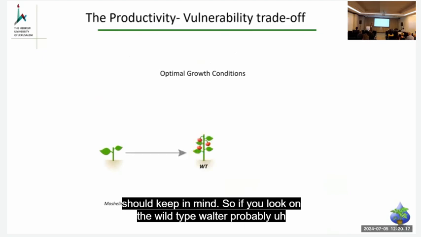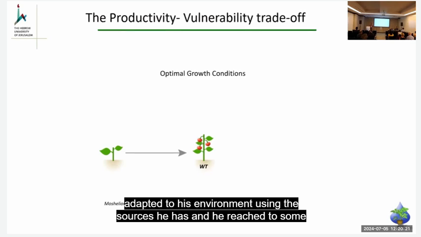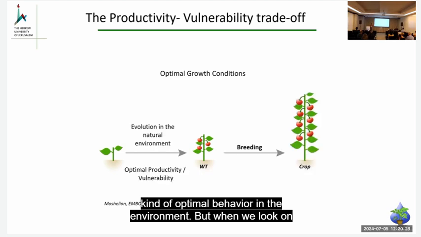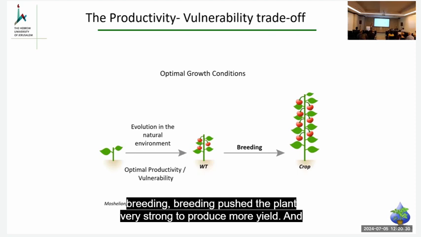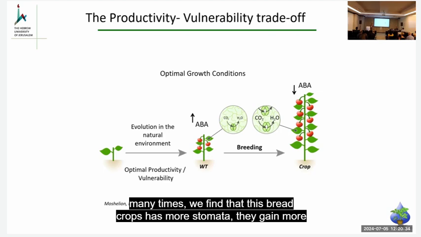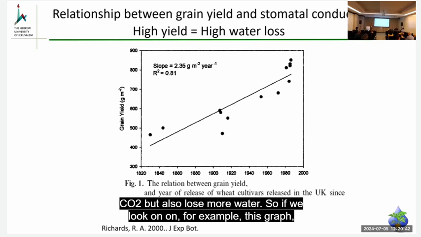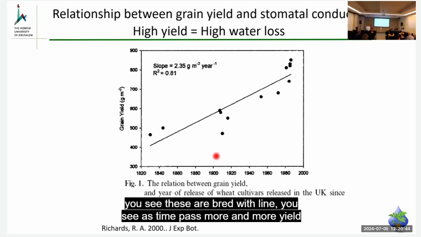So the wild type is probably adapted to its environment using the resources it has, and it reached some kind of optimal behavior in the environment. But breeding pushed the plant very strongly to produce more yield. And many times we find that these bred crops have more stomata, they gain more CO2, but also lose more water. So if we look at, for example, this graph, you see these are bred wheat lines.